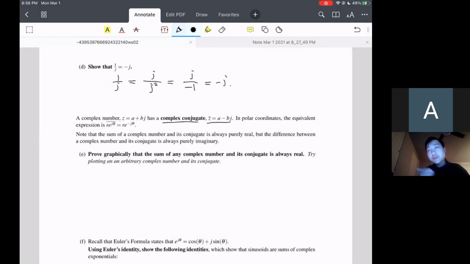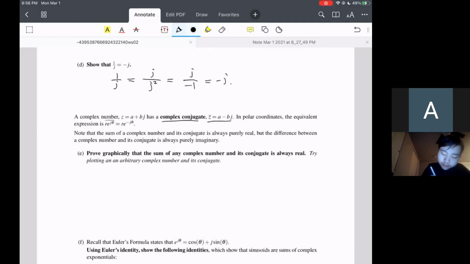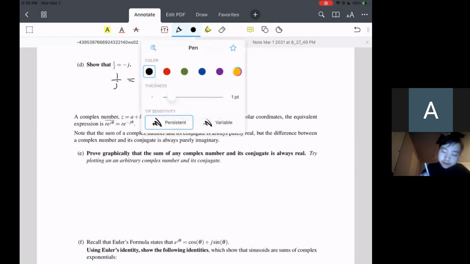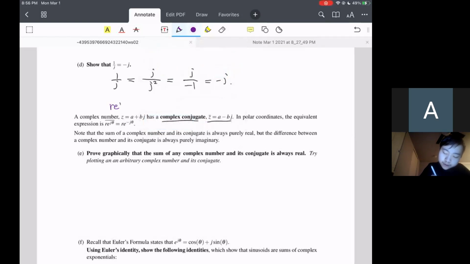So the reason why this statement is true is that if we think about it, r times e to the j theta is equal to r times cosine of theta plus j times sine of theta. Okay? Whereas r times e to the negative j theta, we can just move the negative sign back into its phase. That is equal to r times cosine of negative theta plus j times sine of negative theta.